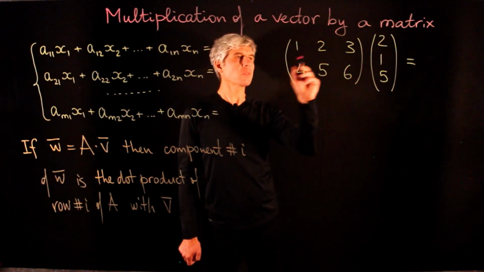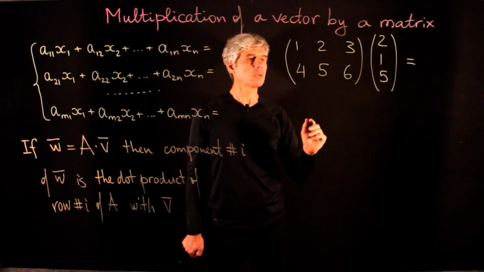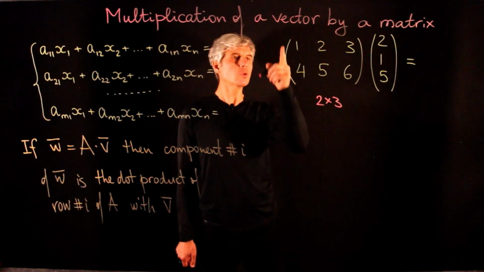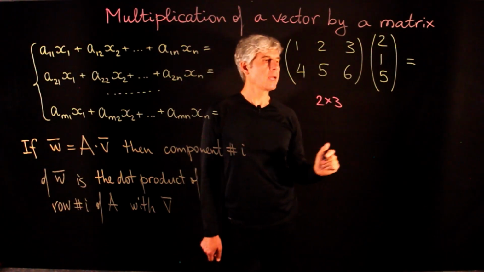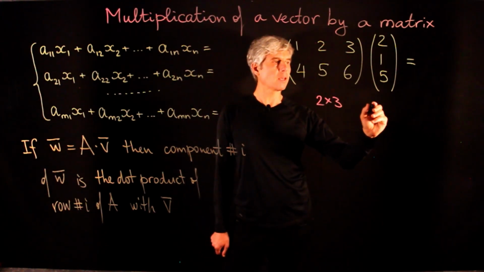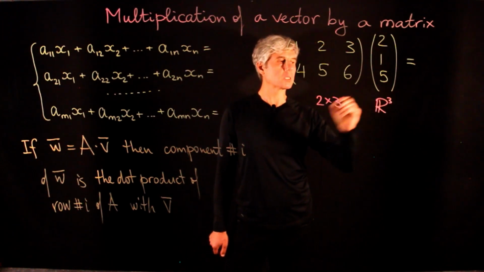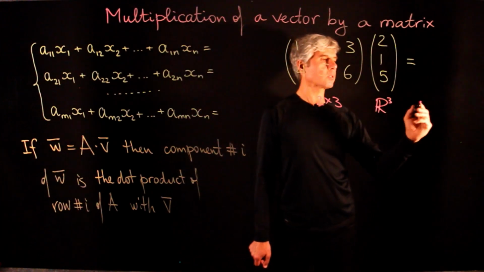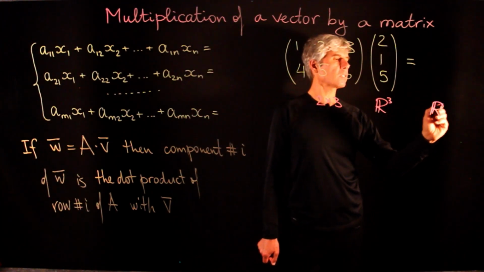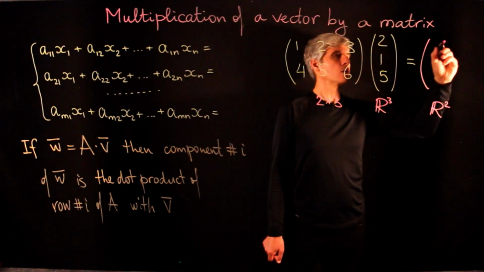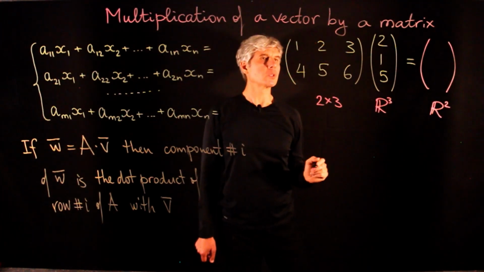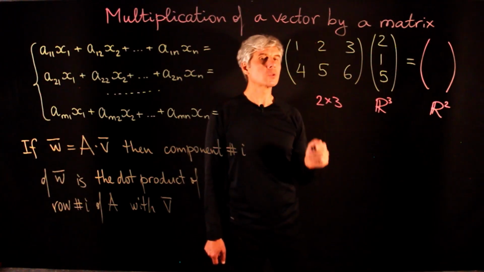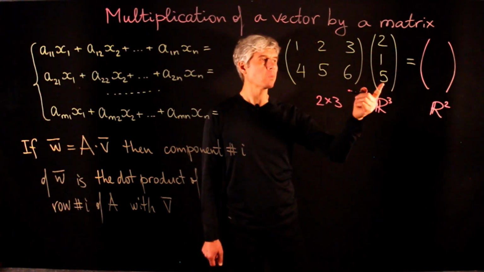Let's do a quick example. Let's multiply this matrix by this vector. This matrix is a 2 by 3 matrix, so it has 2 rows and 3 columns. And we multiply it by a vector with 3 components. Right? And so what this tells us is that the output of this operation is going to be a vector with 2 components. So how do we calculate those components?